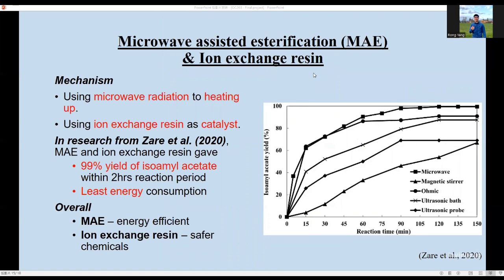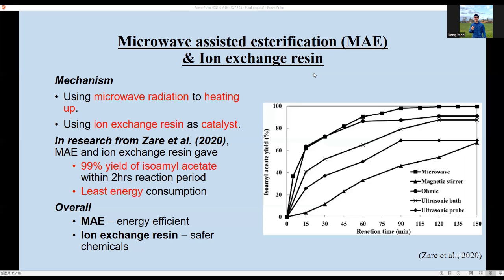The microwave-assisted esterification, also called MAE, and ion exchange resin. The mechanism is using microwave radiation to increase the movement speed of molecules, which causes a lot of collisions and ends up generating a great amount of heat. It is paired with ion exchange resins as catalysts to replace the strong acid catalyst, sulfuric acid. Also, ion exchange resins are reusable after washing them with hexane.